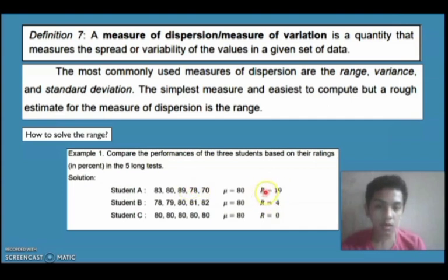Student A has a range of 19, while B has 4 and C has 0. We can get the range by subtracting the lowest from the highest. For example, in student A, the lowest is 70% and the highest is 89%. If you subtract 70 from 89, the difference is 19. That is the range.